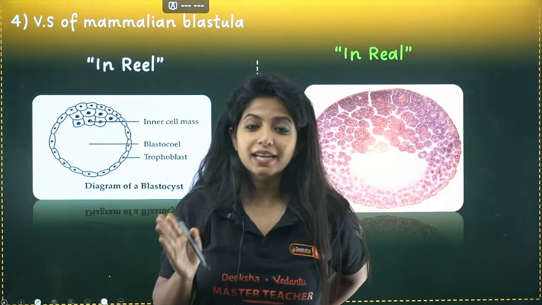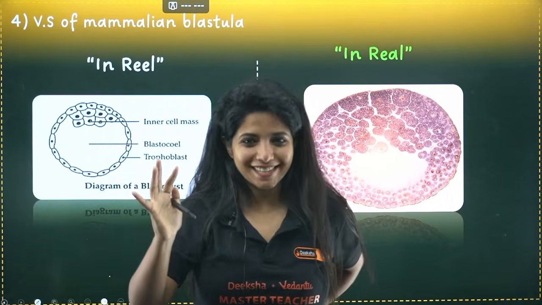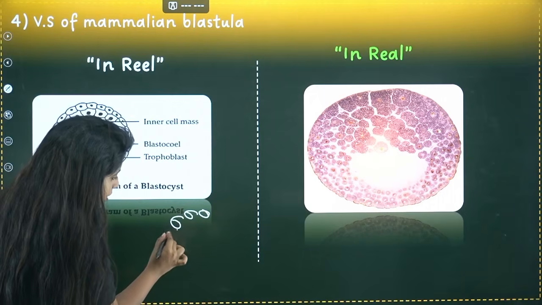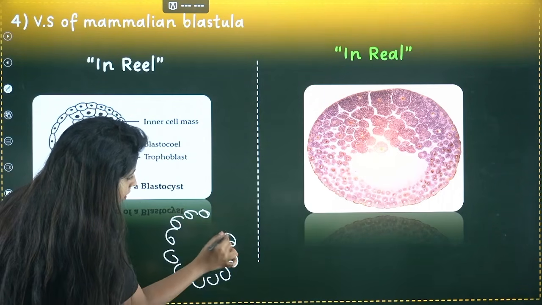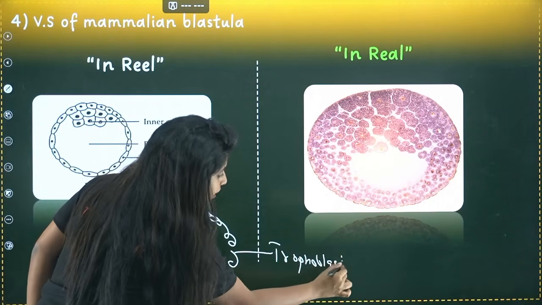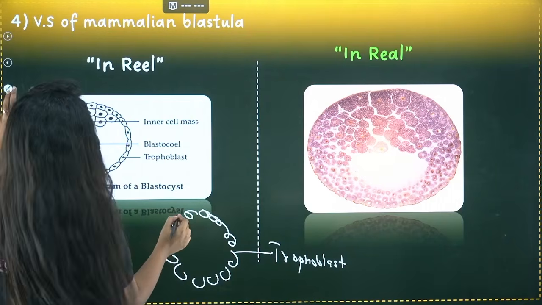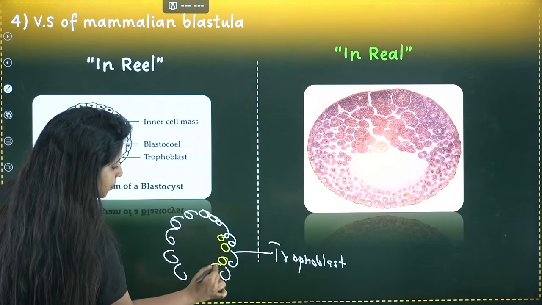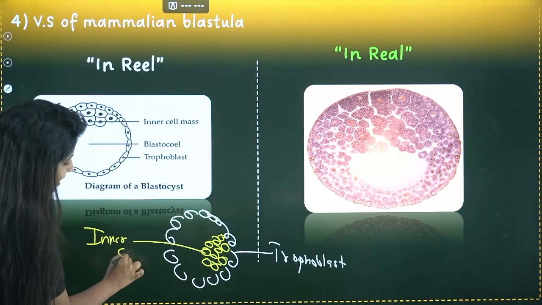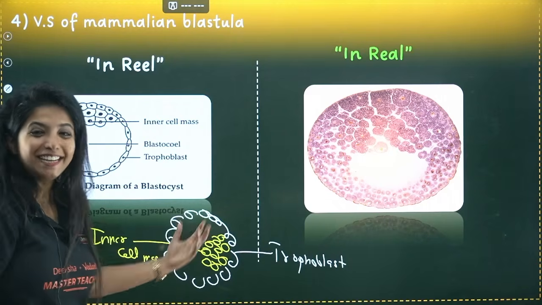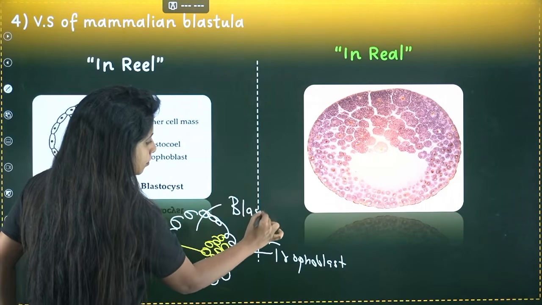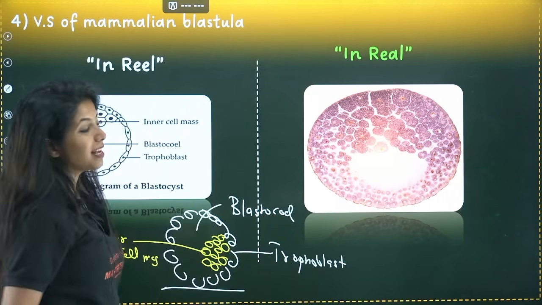But in the case of mammals, we call this the blastocyst stage, where you will have 2 layers of cells. One layer of cells forms the outside layer. It is known as the trophoblast. Then inside that, another group of cells will be there. This is known as the inner cell mass. Now the space that you have is known as blastocele, and the whole structure is known as blastocyst.